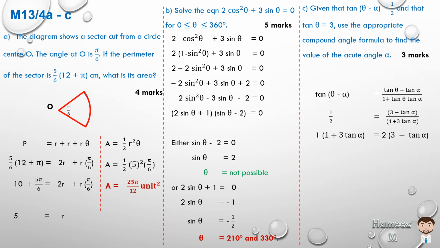And we can expand the brackets. So it's going to give us 1 plus 3 tan alpha is equal to 2 3s are 6 minus 2 tan alpha. And let's carry all the tan alphas across on the left hand side. So it's going to give us 2 tan alpha plus 3 tan alpha is equal to 6 minus 1. So 5 tan alpha is equal to 5. As such, tan alpha is equal to 1. So alpha is equal to 45 degrees. Remember, alpha is an acute angle.